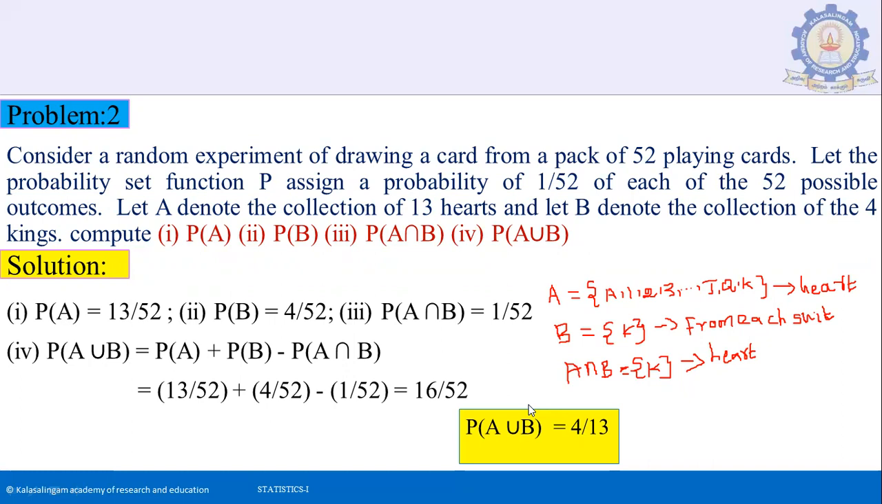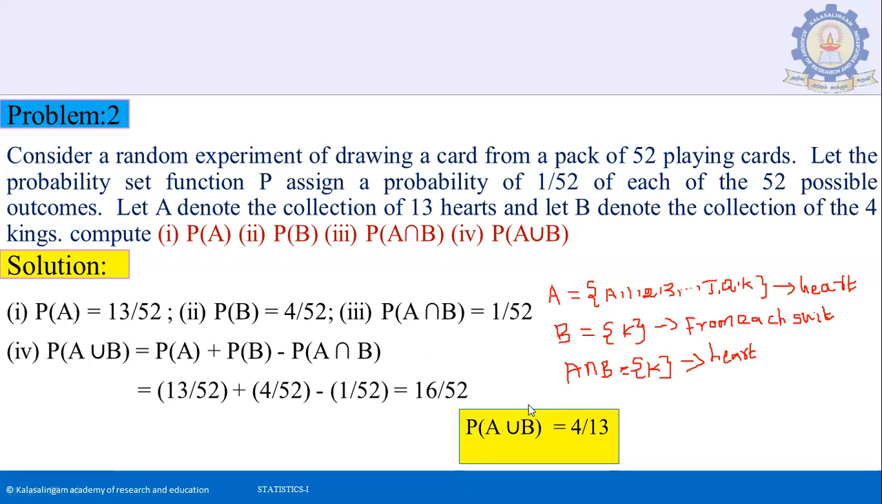So here A consists of A, 2, 3, 4, up to 10, J, Q, K. So B equal to, in each suit we have a king card. So P of A equal to 13 hearts cards, 13 by 52. P of B equal to, there are 4 king cards, 4 by 52. P of A intersection B equal to, it is the king of hearts card, it is 1 by 52.